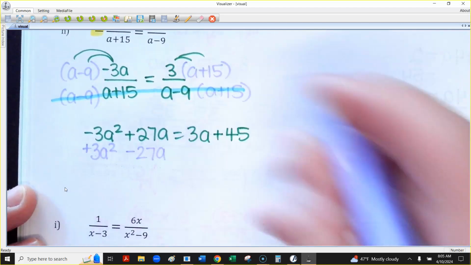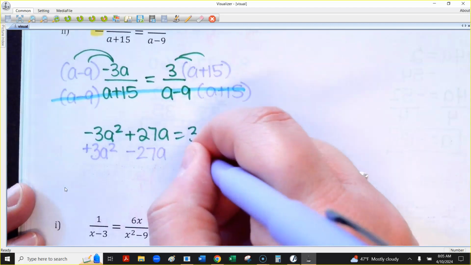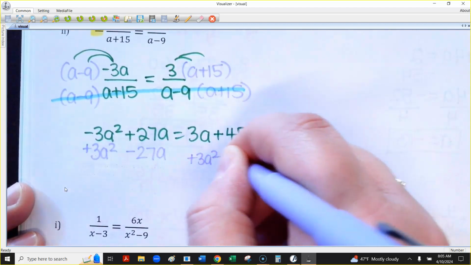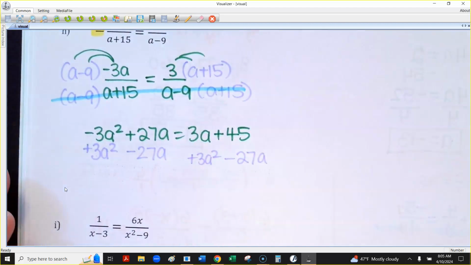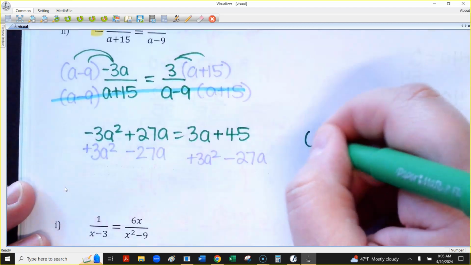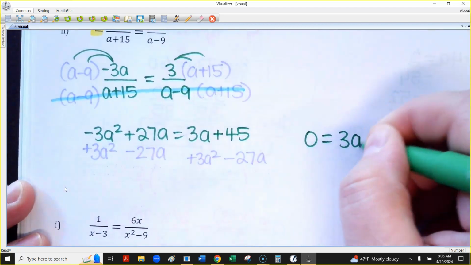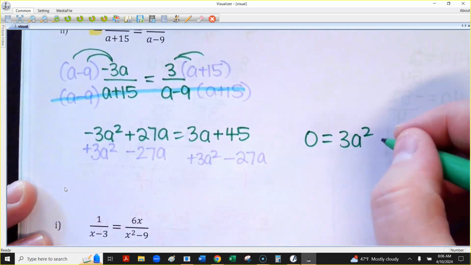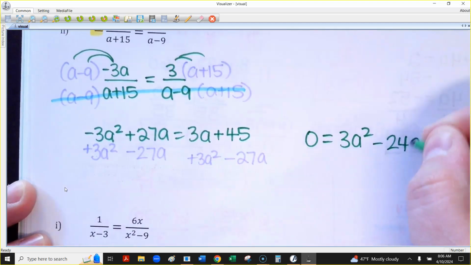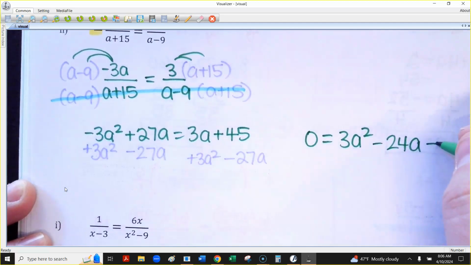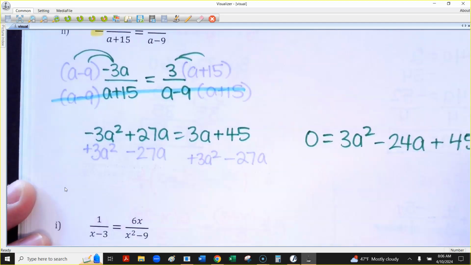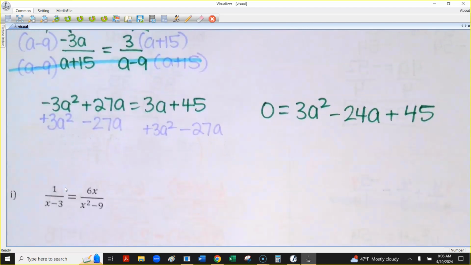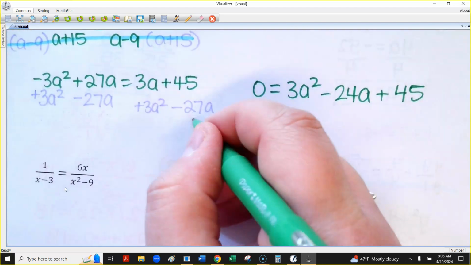Now, if I do that to the other side, there's nothing for me to combine the 3a squared with. So I'm just going to come over here. We're going to have 3a squared. Now, I have 3 a's right now. Minus 27 would be negative 24a. And then we had just that 45. There was no plain number I moved to the other side. What do you guys notice about all the terms in that equation?